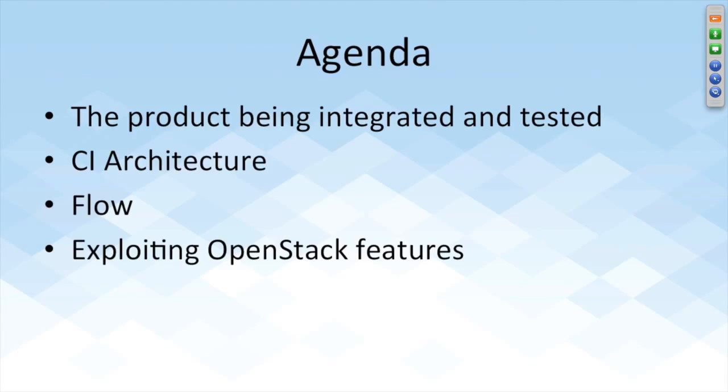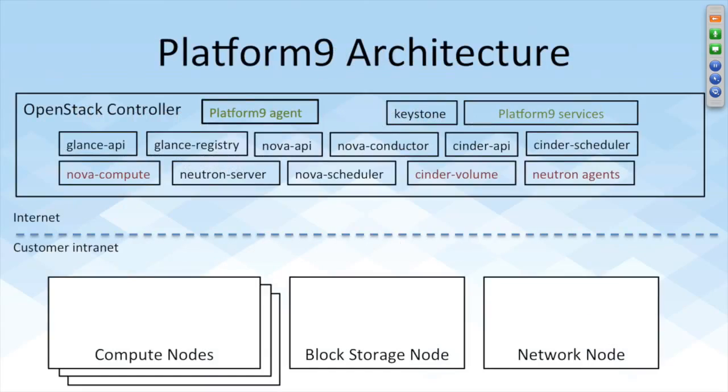Okay, so now let's talk about what's being integrated, what's being built and tested. So in this presentation, although we're going to talk about OpenStack as a tool to help us achieve these goals, what's interesting is Platform 9 itself, the product, is an implementation of OpenStack. And I'm just going to briefly describe what Platform 9 is. So Platform 9 is an OpenStack private cloud that is offered as a service to our customers.